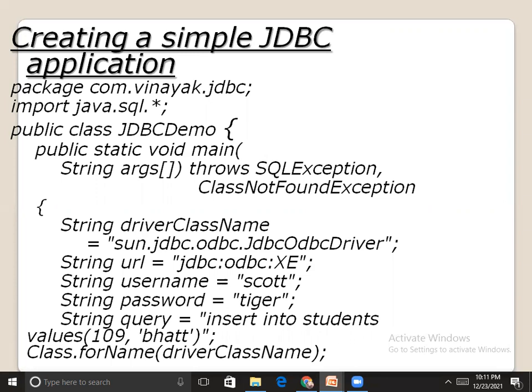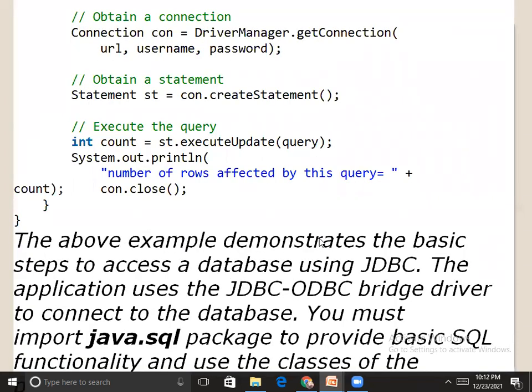Here is the code for creating a simple JDBC application. Package com.vinag.jdbc. We are importing java.sql. Now, public class JDBCDemo, public static void main. Here we are defining a main function with String arguments. Now values are assigned to the URL and user, Class.forName with the driver class name. Now the connection is assigned using DriverManager.getConnection, followed by the statements.